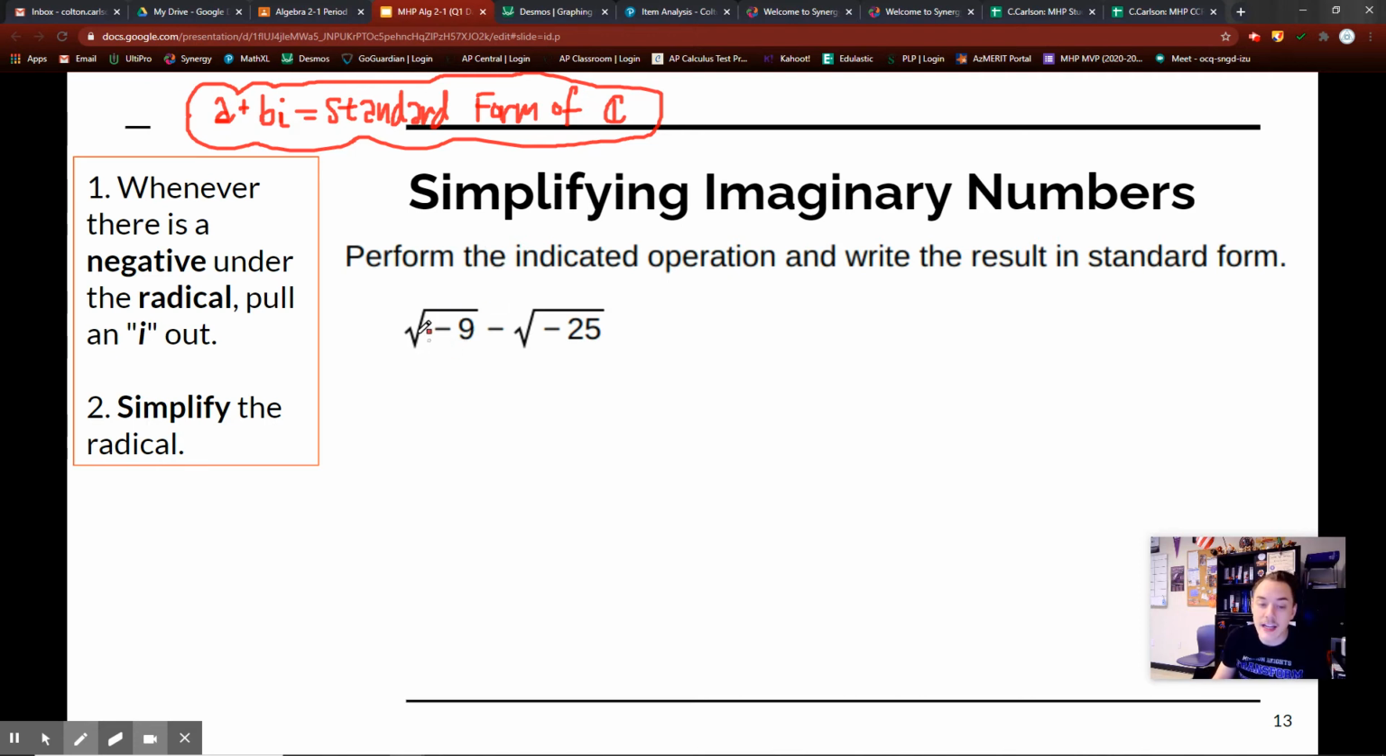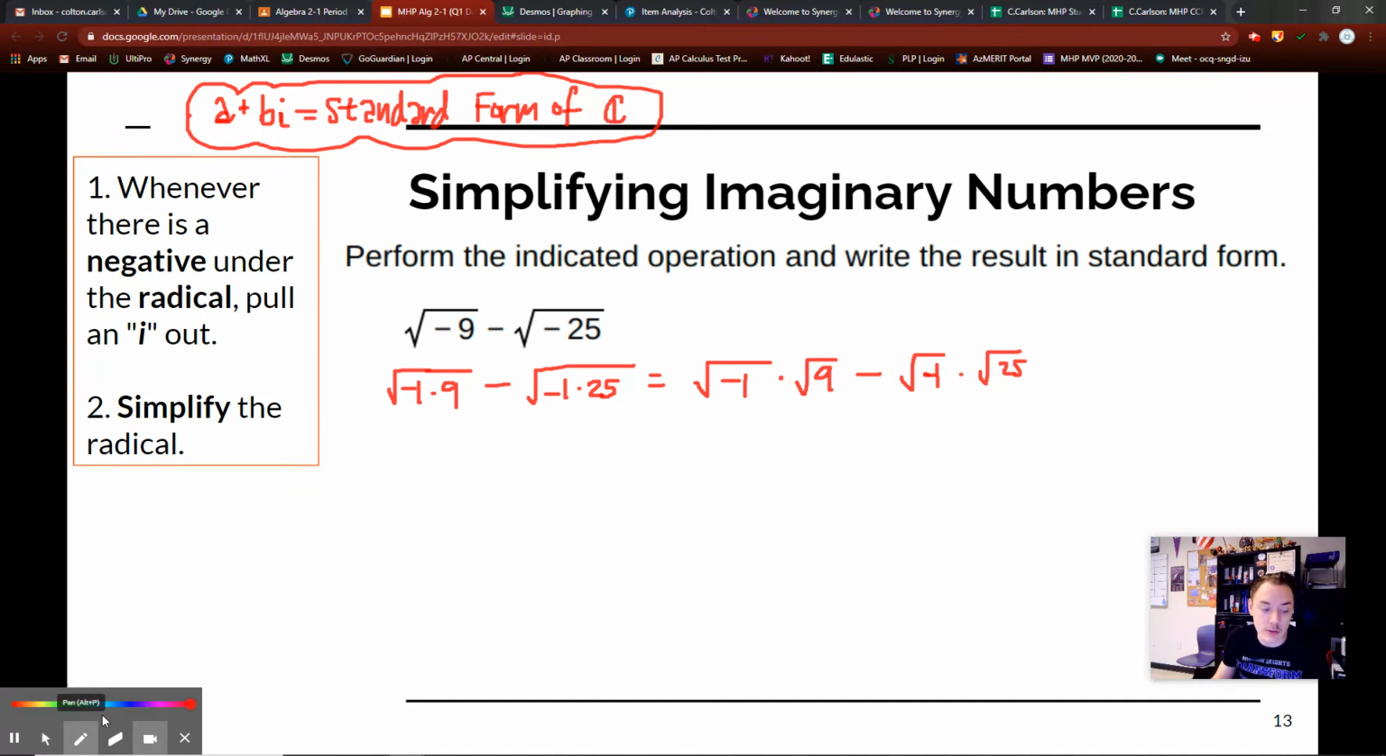This is how. You look at this negative underneath the radical. What this is saying, guys, is a -1 times 9 minus a -1 times 5. That's what it's saying. Now I can perform this part: radical -1 times radical 9 minus radical -1 times radical 25. These are what we call properties of radicals, and we're going to do a full review of them in the next couple days.